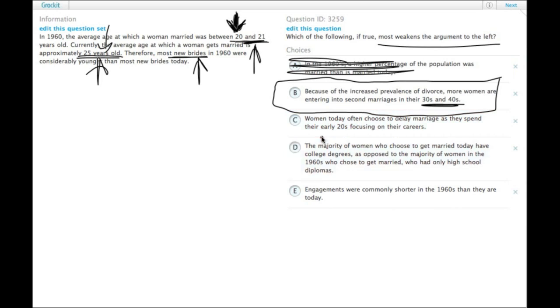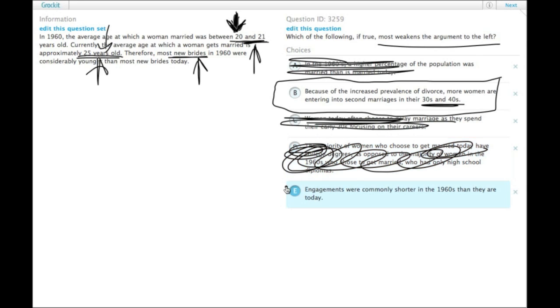C: women today often choose to delay marriage as they spend their early 20s focusing on their careers. Well, this would explain why new brides were younger, but we need to weaken that conclusion, not strengthen it. D: the majority of women who choose to get married today have college degrees, as opposed to when they had high school diplomas. That tells us nothing about the age at which they get married.